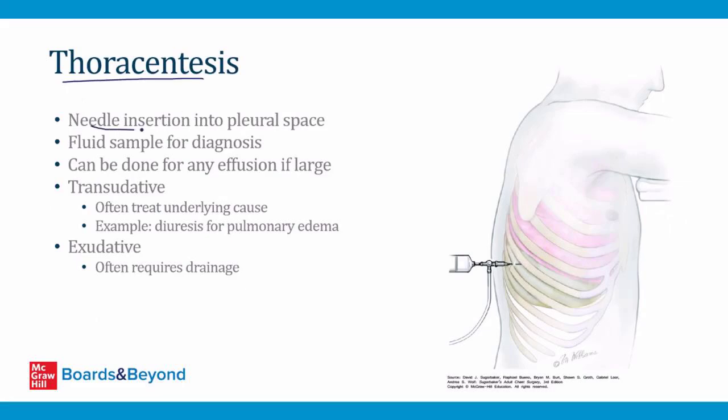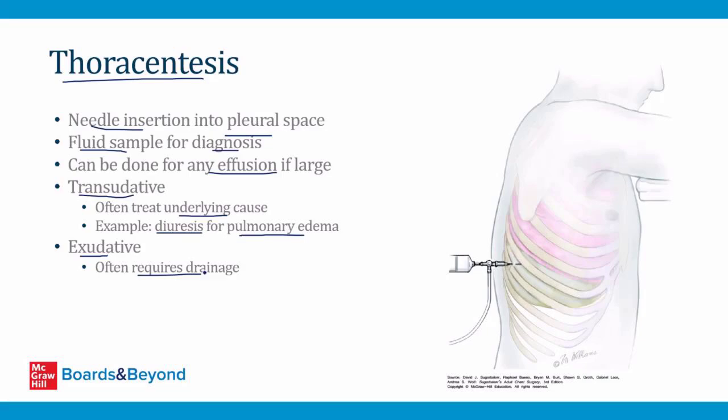This involves a needle insertion into the pleural space. One reason to do this is to obtain a pleural fluid sample for diagnosis, but you can also do this to drain large effusions, especially if they're causing symptoms like shortness of breath. And then remember what I said before, for transudative effusions, we often, not always, but often treat the underlying cause. So for example, if it's a transudative effusion from pulmonary edema from heart failure, we will give diuresis. Exudative effusions, on the other hand, often require drainage, and that's because you've got capillary leak going on here.